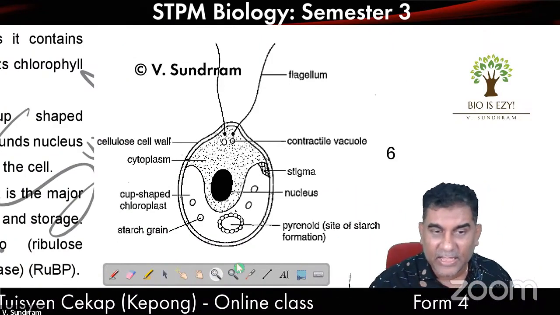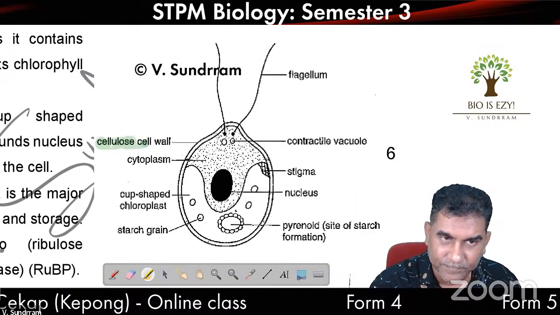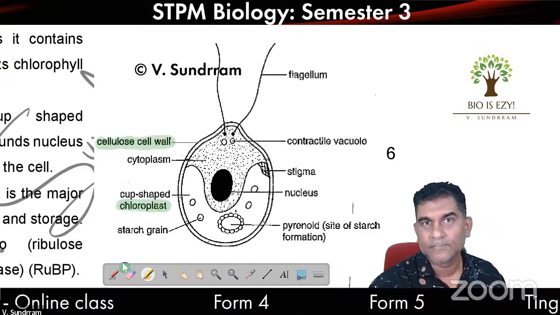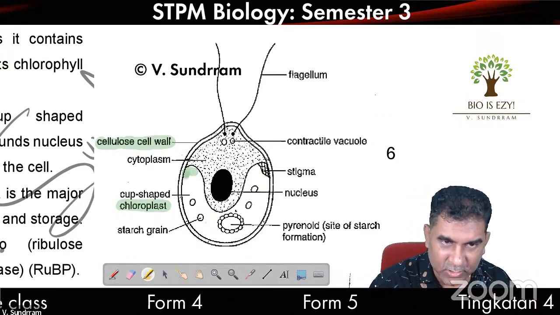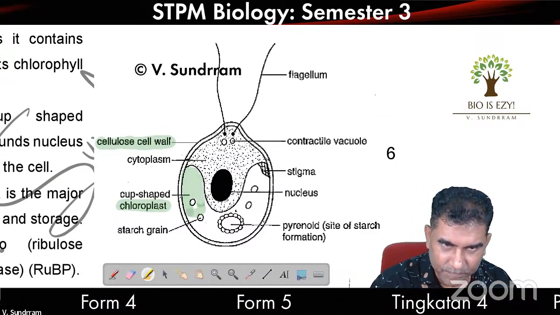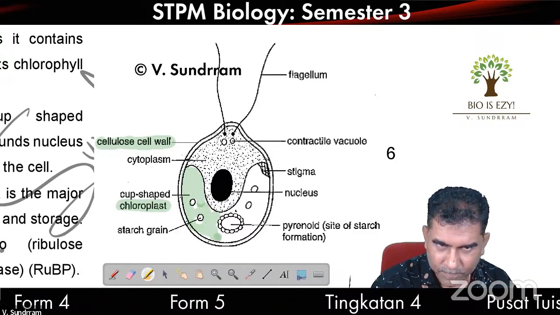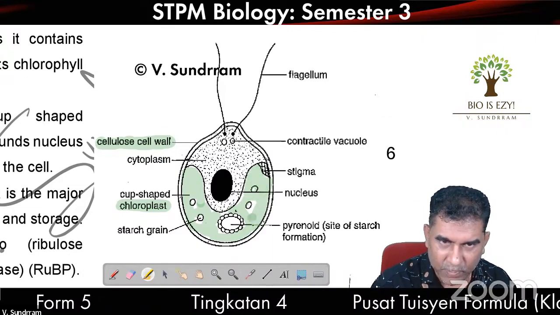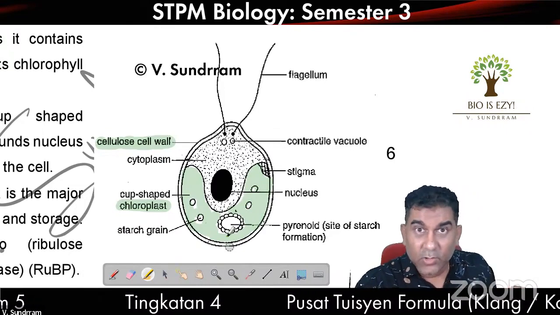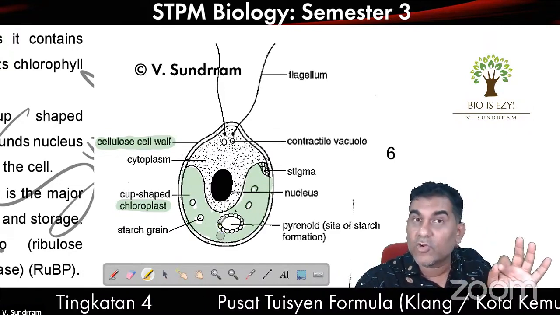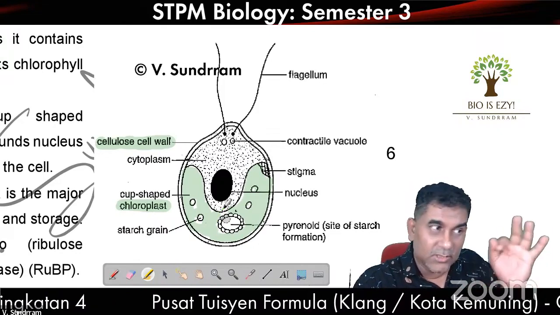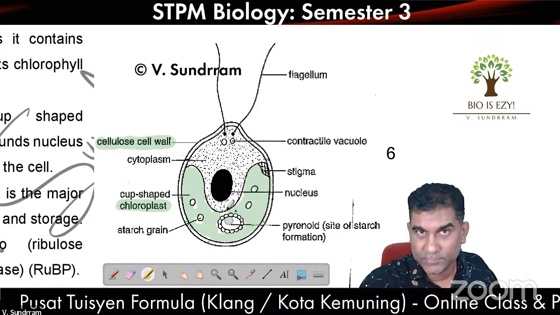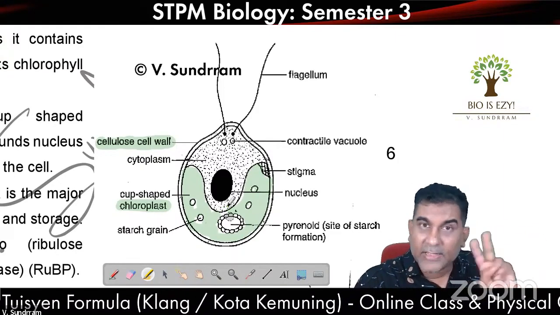For example, they have cell wall made of cellulose. They have chloroplast. The chloroplast is actually this one. This is the chloroplast. So what I've colored is the chloroplast. This is all plant characteristics. They have chloroplast, can do photosynthesis. They are autotroph. They have cell wall made of cellulose. These are plant characteristics.